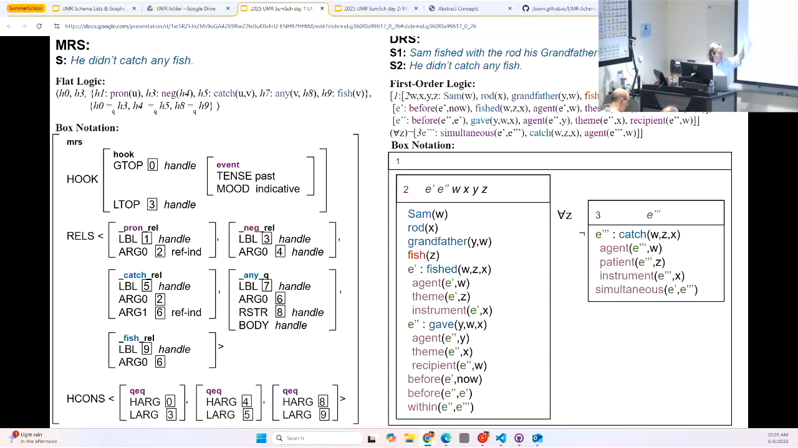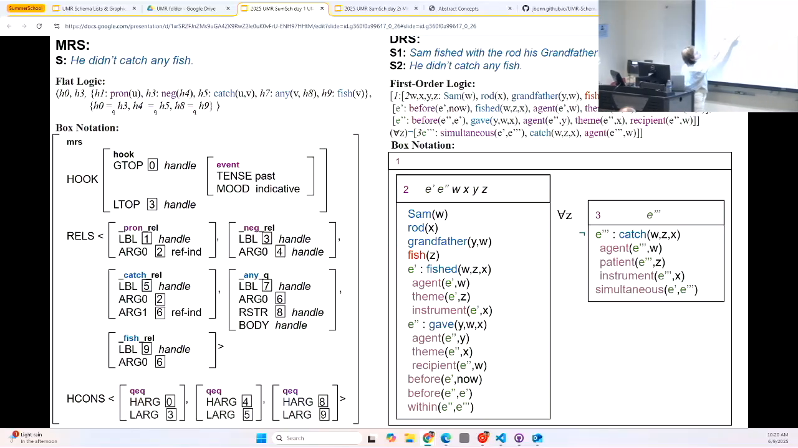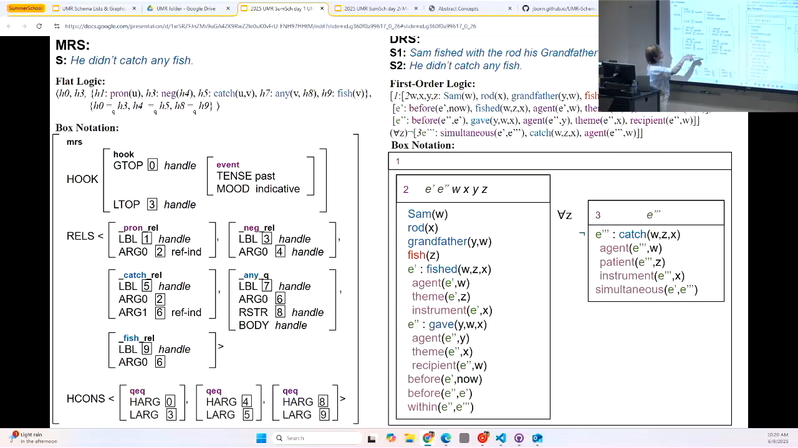So, I'm not going to explain all these, but these are some of the most common meaning representations. So early ones, minimal recursion semantics, and discourse representation structure. They both have a first order logic format. Actually, that one's first order logic. This one is just flat logic. And they both have a box notation.